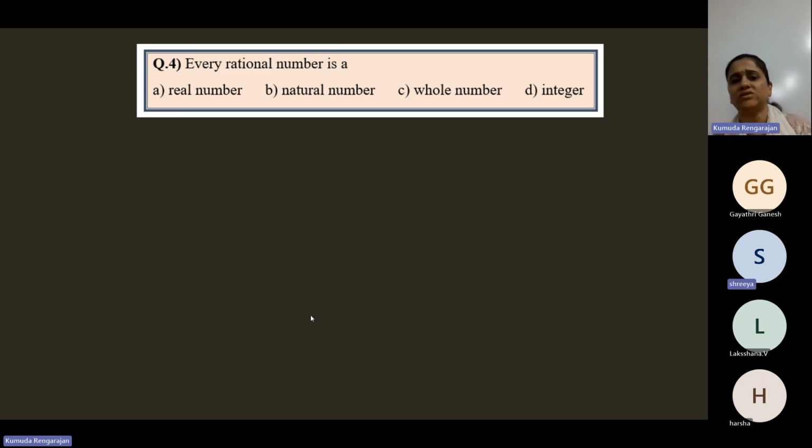You can just make a note of this question and circle the correct answer. The real number. Well, don't write only the correct option. We have to choose from these four, all of you.